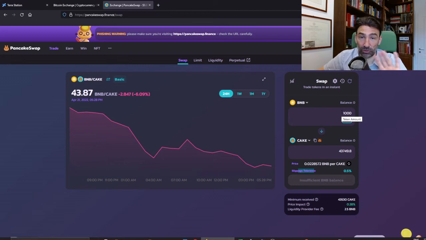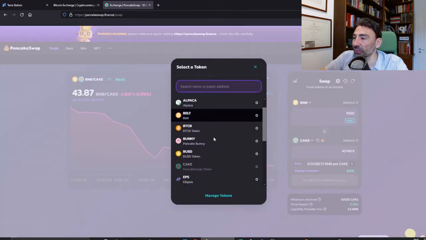It's not my task to explain to you what the slippage is. If you have done any course on financial market microstructure, you will learn what slippage is. In this case, you can lose up to 0.5% of the price, apart from the fact that they don't have enough balance. It will have a price impact of 0.28. They will take a fee, 2.5 BNB, which is not so much, honestly.